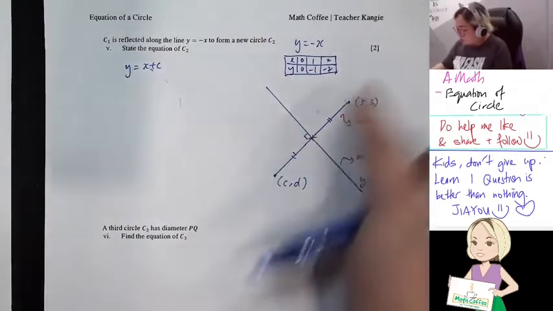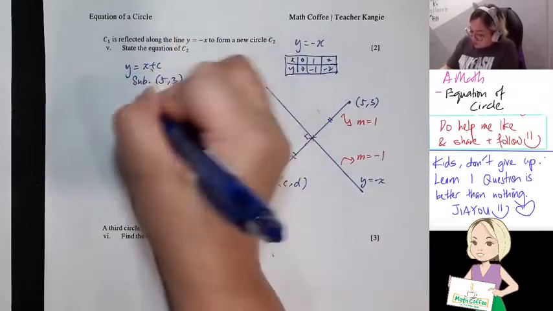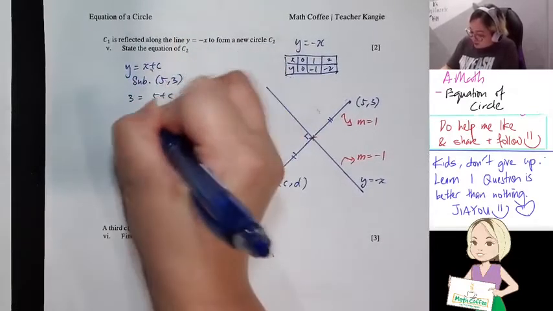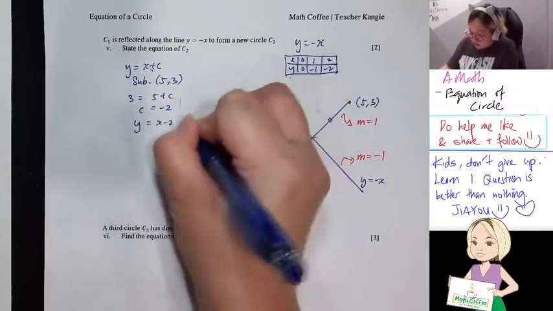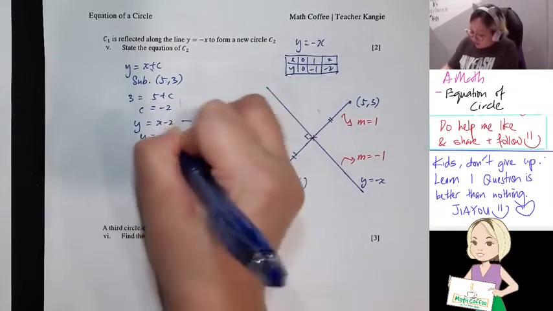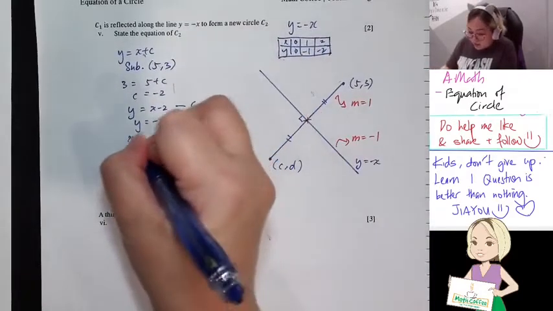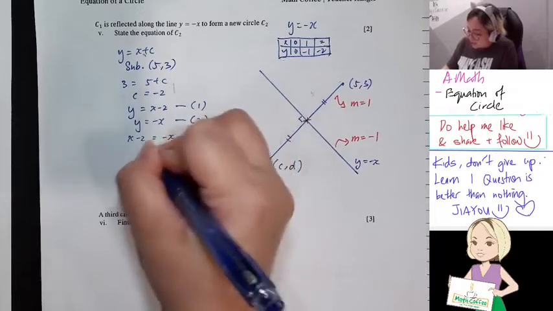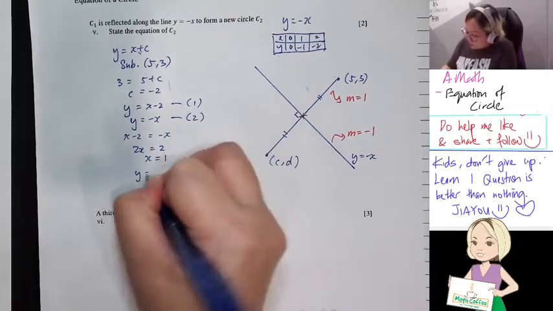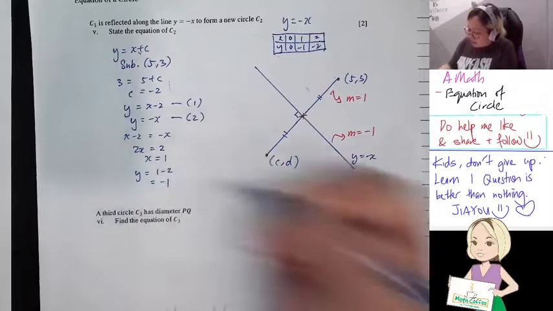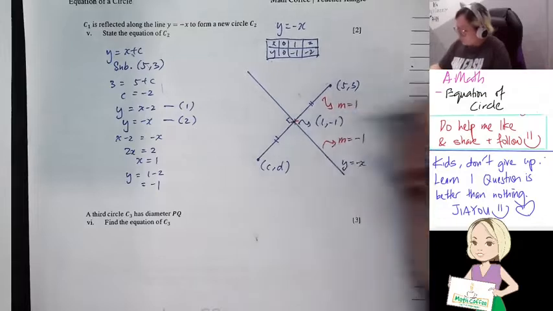And I just need to sub a point. I have (5, 3). So let's just sub in (5, 3). So it will be 3 equals 5 plus c. So c equals -2. So it's y equals x minus 2. This is my equation 1. y equals minus x. This is my equation 2. So do simultaneous. So I have x minus 2 equals minus x. 2x equals 2. So x equals 1. My y will be equal to 1 minus 2, which is -1. So that means this point over here is (1, -1).